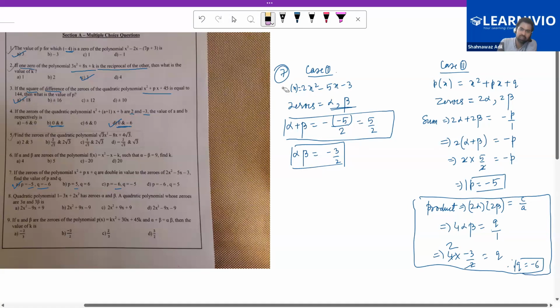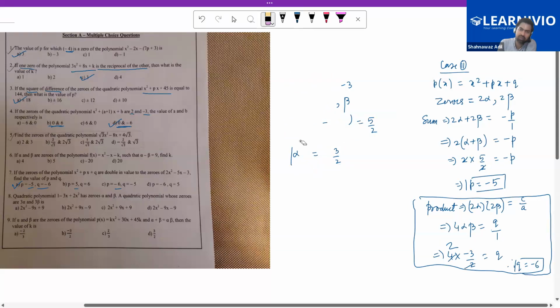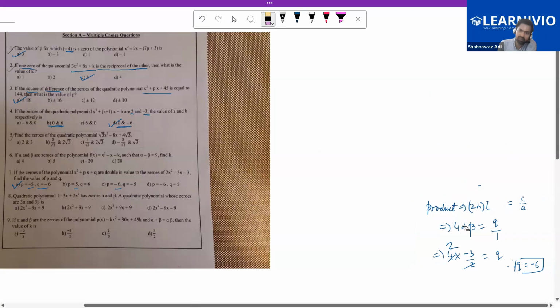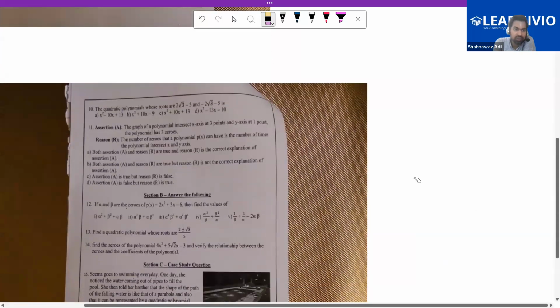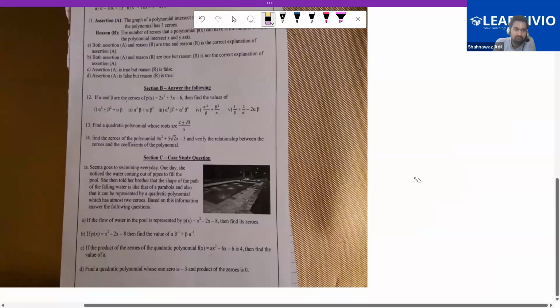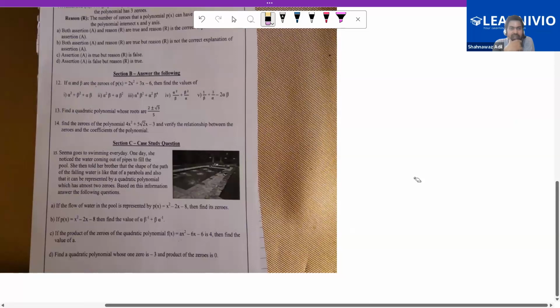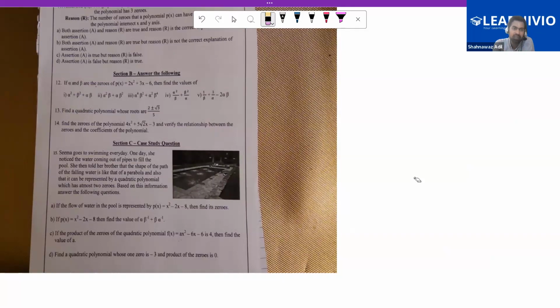So what is the next question? The next one, or do you have a specific question in your mind? Yes, sir. 12th one. Okay, so what is the 12th question? In this set of questions, what are the known quantities that you know?